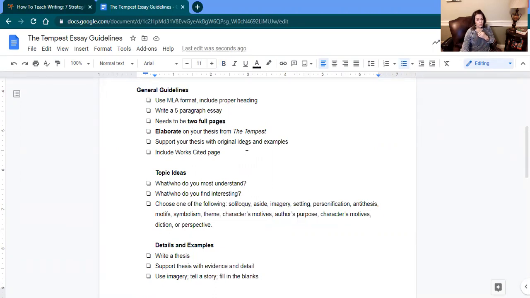So the more critical thinking skills you use, the more you think about it. It's like, what can I write about it? And I'll show you my idea here in just a minute. But it's like, what do I understand the most? And it's down here at the bottom or in the middle. And then what do I find most interesting about the story? So come up with things that are from your own mind. And then at the end, include a works cited.